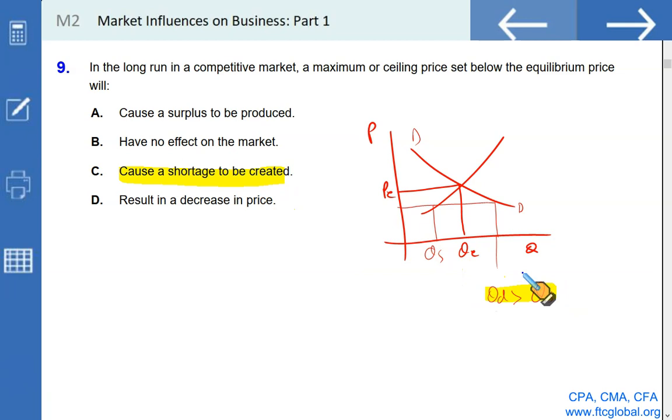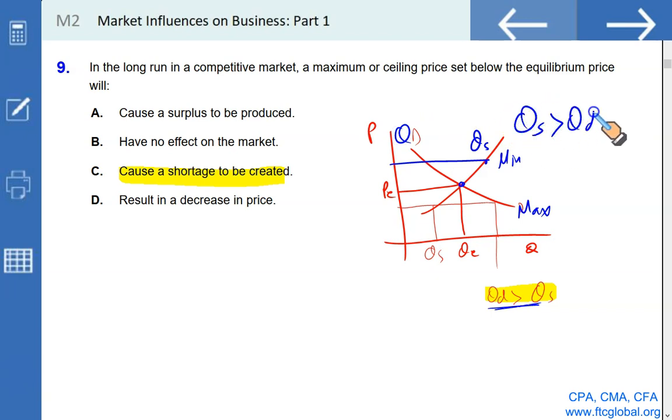Remember, the maximum price is set below the equilibrium and the minimum price is set above the equilibrium. So if there is a maximum price, this will cause a shortage. If there is a minimum price, at this price the quantity supplied is more and the quantity demanded is less. So when the quantity demanded is less than the quantity supplied, it will cause a surplus.